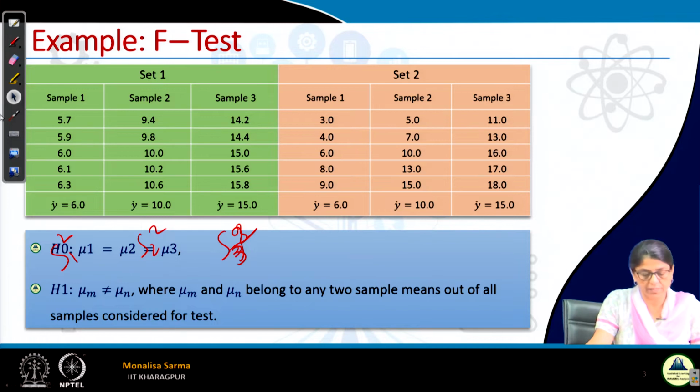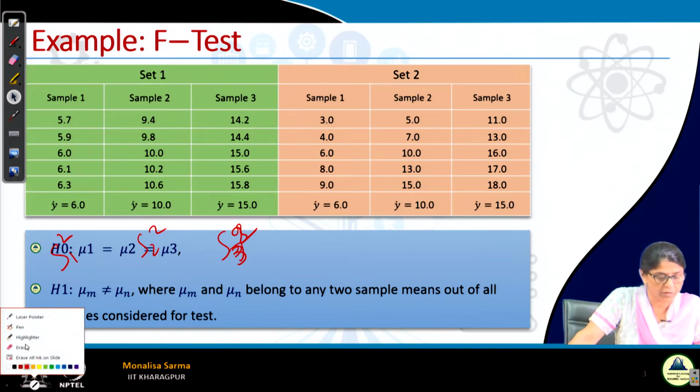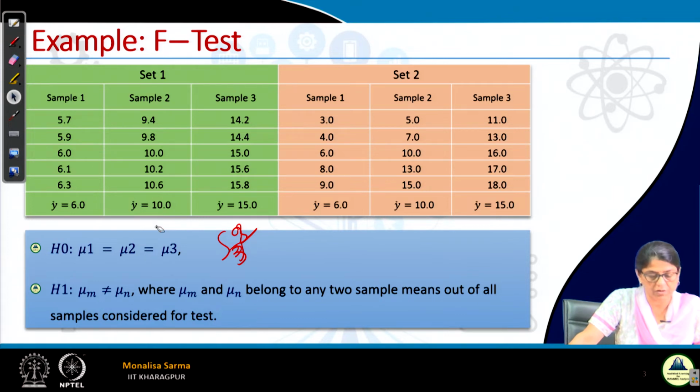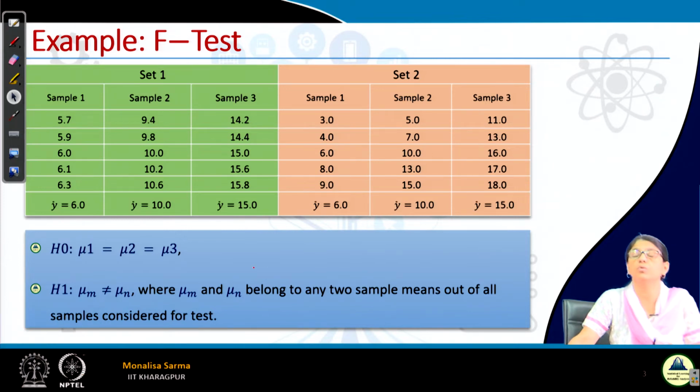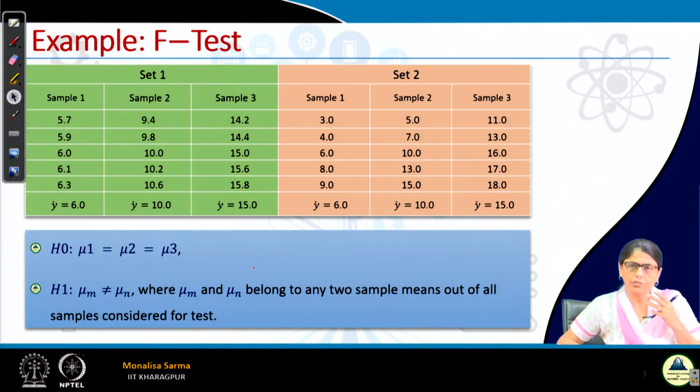Of course, the first thing is that we need to know the hypothesis. We will be able to solve it using hypothesis testing only, isn't it. For us the hypothesis is mu 1 equals mu 2 equals mu 3, that means the means of all the 3 populations are the same, that is the null hypothesis. The alternate hypothesis is that at least 2 of the means are not equal. For that we will have to find out the F ratio. If the value of F falls in the critical region, then we reject the null hypothesis. If the value of F does not fall in the critical region, then we cannot reject the null hypothesis.